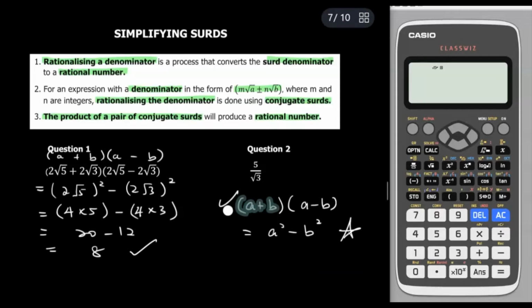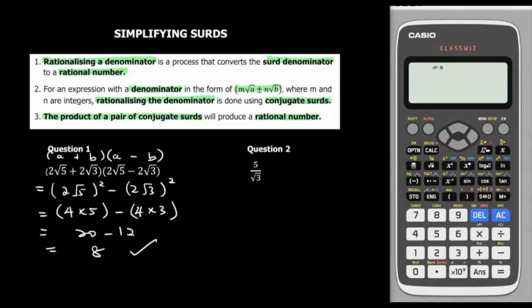Now let's solve question number 2. For this, we are going to use the conjugate surd. The bottom one is surd 3, so we want to make sure that the bottom one is a rational number. So I'm going to times with surd 3, top and bottom. So 5 surd 3 over surd 3 times surd 3, you get 3. And this is the answer. So we straight away can get the answer already.